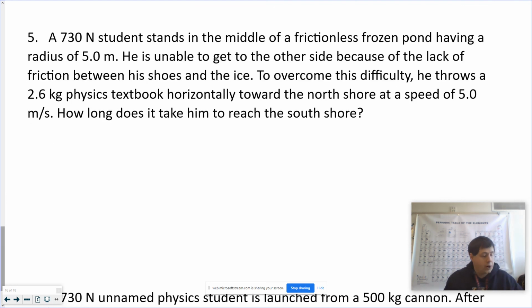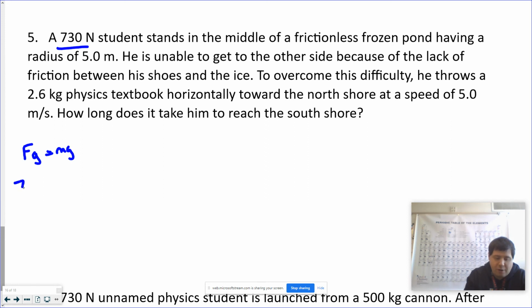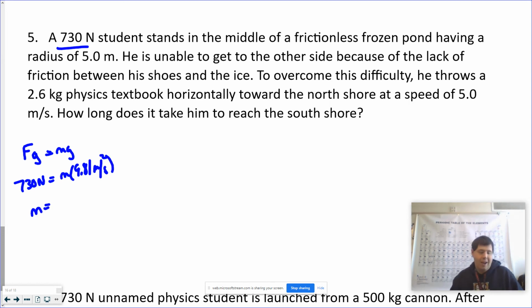Now, number 5, I did want to go over. So if you're still watching and you've done number 5, this one is a little tricky. One mean thing they've done is they've given you the force of gravity. So to get the mass, you'd have to use Fg equals mg. So 730 newtons equals mass times 9.81 meters per second squared. And when you get this mass here, I believe you get 70 something. Yeah, 74.4 kilograms.